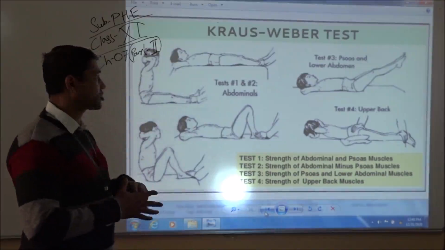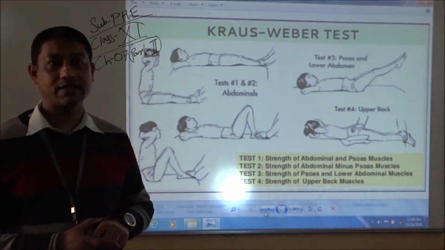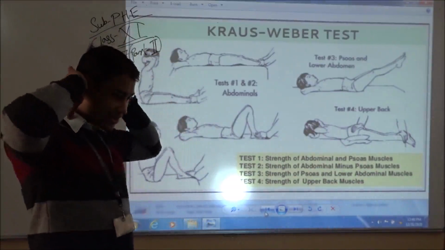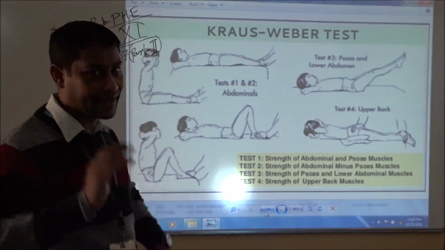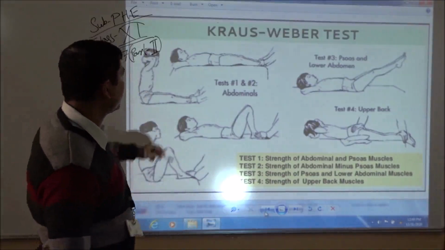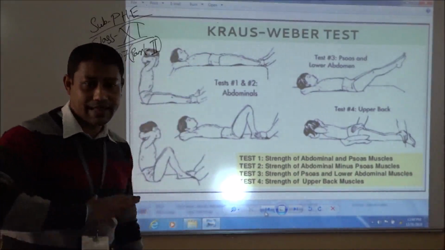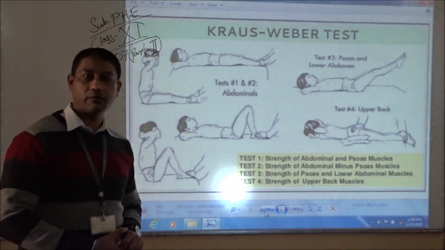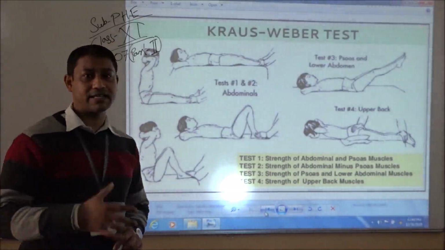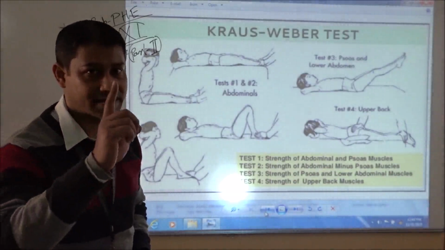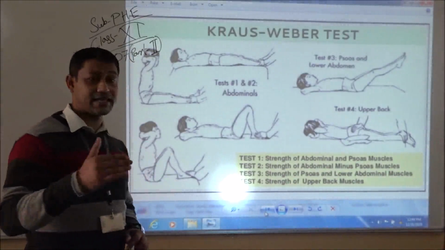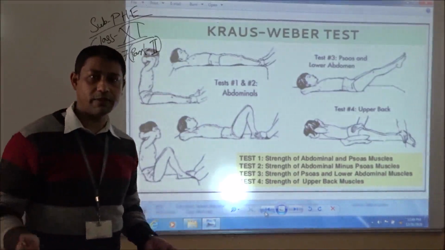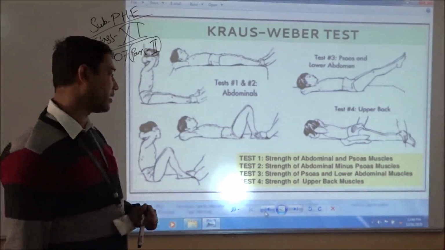So in the first test of the Ross-Weber test, the subject is asked to lie down in supine position. His hands should be placed behind the neck. You can see the leg position. The legs will be forward and in contact with the ground. From this position, the subject is asked to perform 1 sit-up. If the subject is able to perform 1 sit-up, 10 points will be given. If he is not able to perform, 0 will be rewarded.